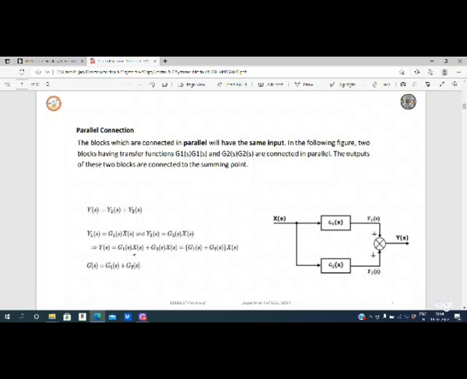So Y(s) is equal to the addition of these two, that is G1(s) into X(s) plus G2(s) into X(s). So if you take X(s) common, G1(s) plus G2(s). So output by input, if you do that, you are going to get G1(s) plus G2(s). So wherever you get a parallel block, you need to make that a single block.